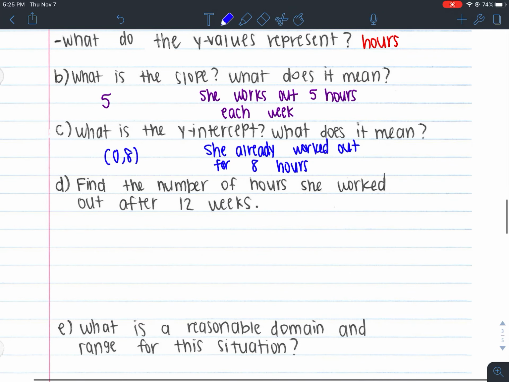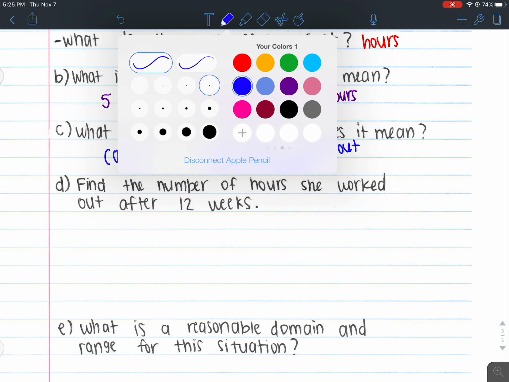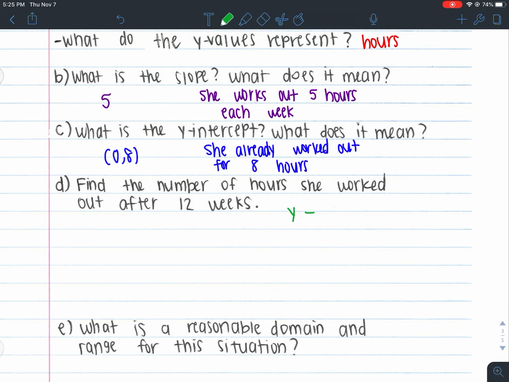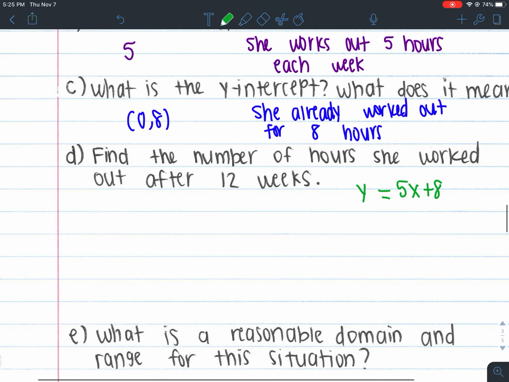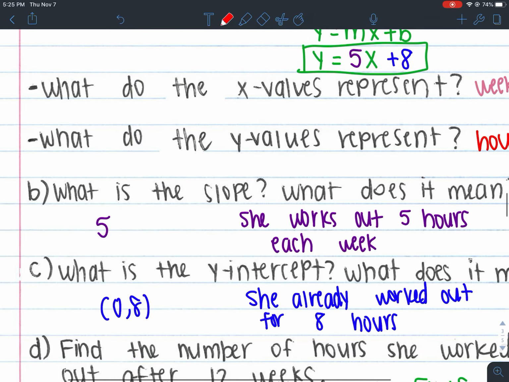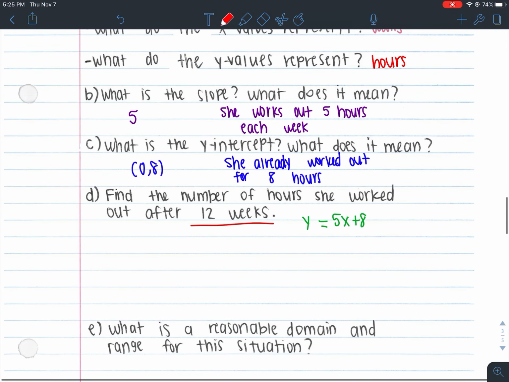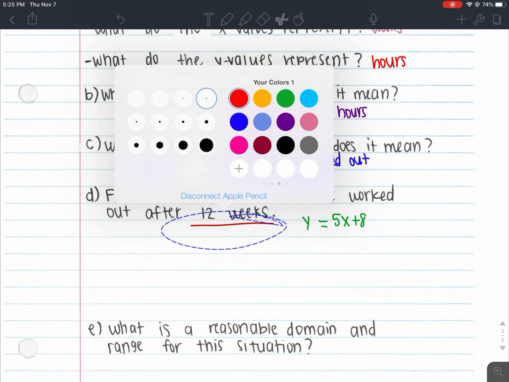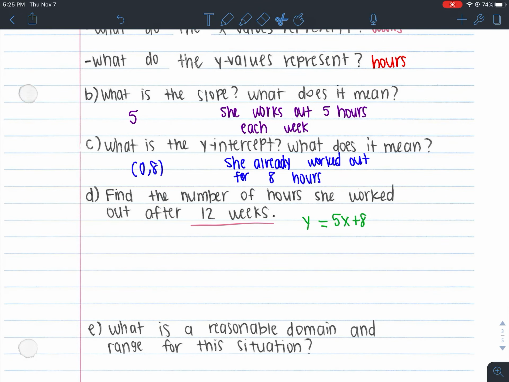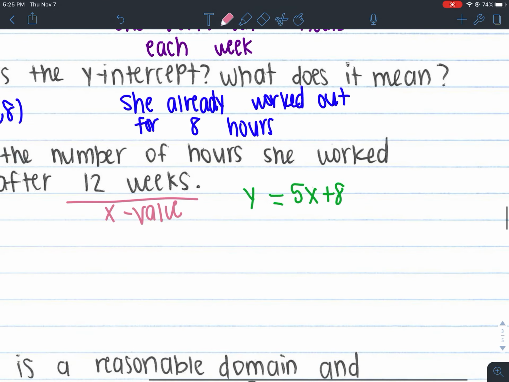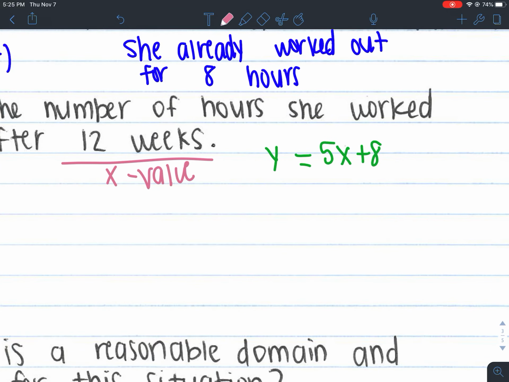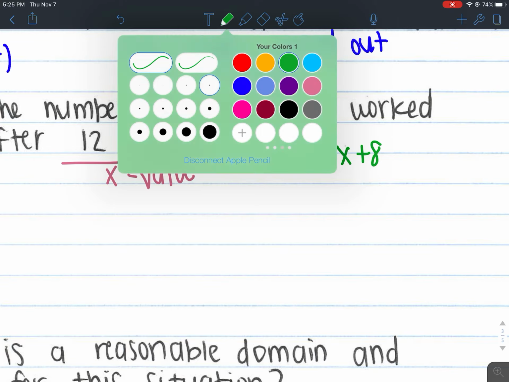Okay? Part D, find the number of hours she worked after 12 weeks. So this is when we're going to want to use our equation. The equation we wrote above was y equals 5x plus 8. Now, it says that we want to find out for 12 weeks. So was 12 weeks our x or our y? Let's figure that out. At the very top, we decided that our x values represent our weeks. So that should probably be in pink then, since it's weeks, right? So these are our x values. You're going to plug in 12 for x because it's 5 hours per week.